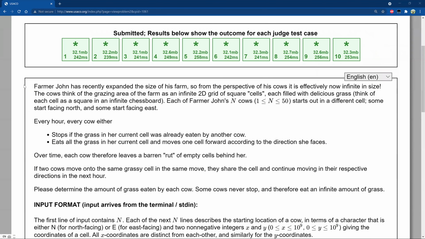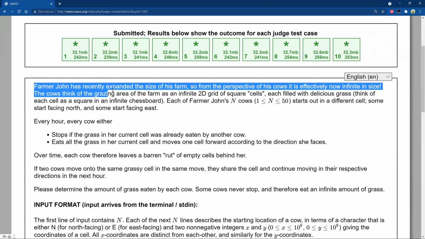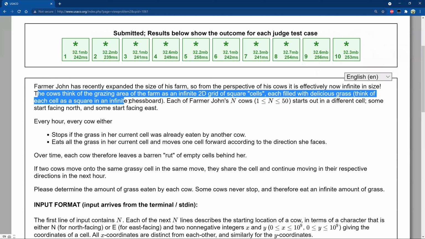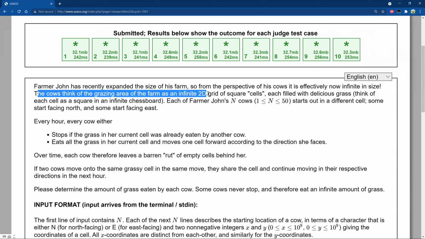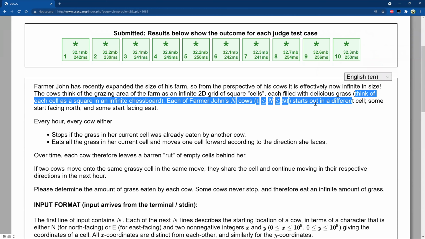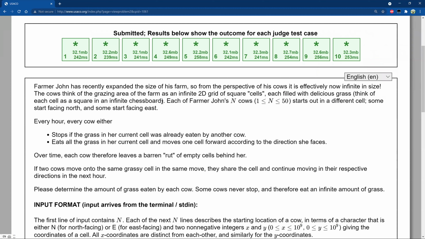It's on the screen, so let's read it. Farmer John has recently expanded the size of his farm, so from the perspective of his cows, it is effectively now infinite in size. The cows think of their grazing area of the farm as an infinite 2D grid of square cells, each filled with delicious grass, and think of each cell as a square in an infinite chessboard. Each of Farmer John's N cows, where N goes from 1 to 50, starts out in a different cell, and some start facing north and others start facing east.